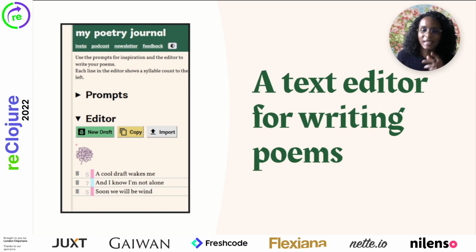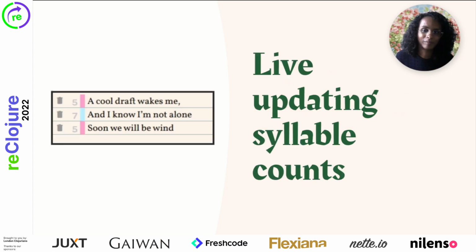And as you can see in the bottom there, one of the features is that we have live updating syllable counts. So when you're writing your haiku, you don't need to keep double checking and counting in your head. As you type, you can see how many syllables there are in the line that you're writing. So this was some of the tools that I made to help with the creation process.